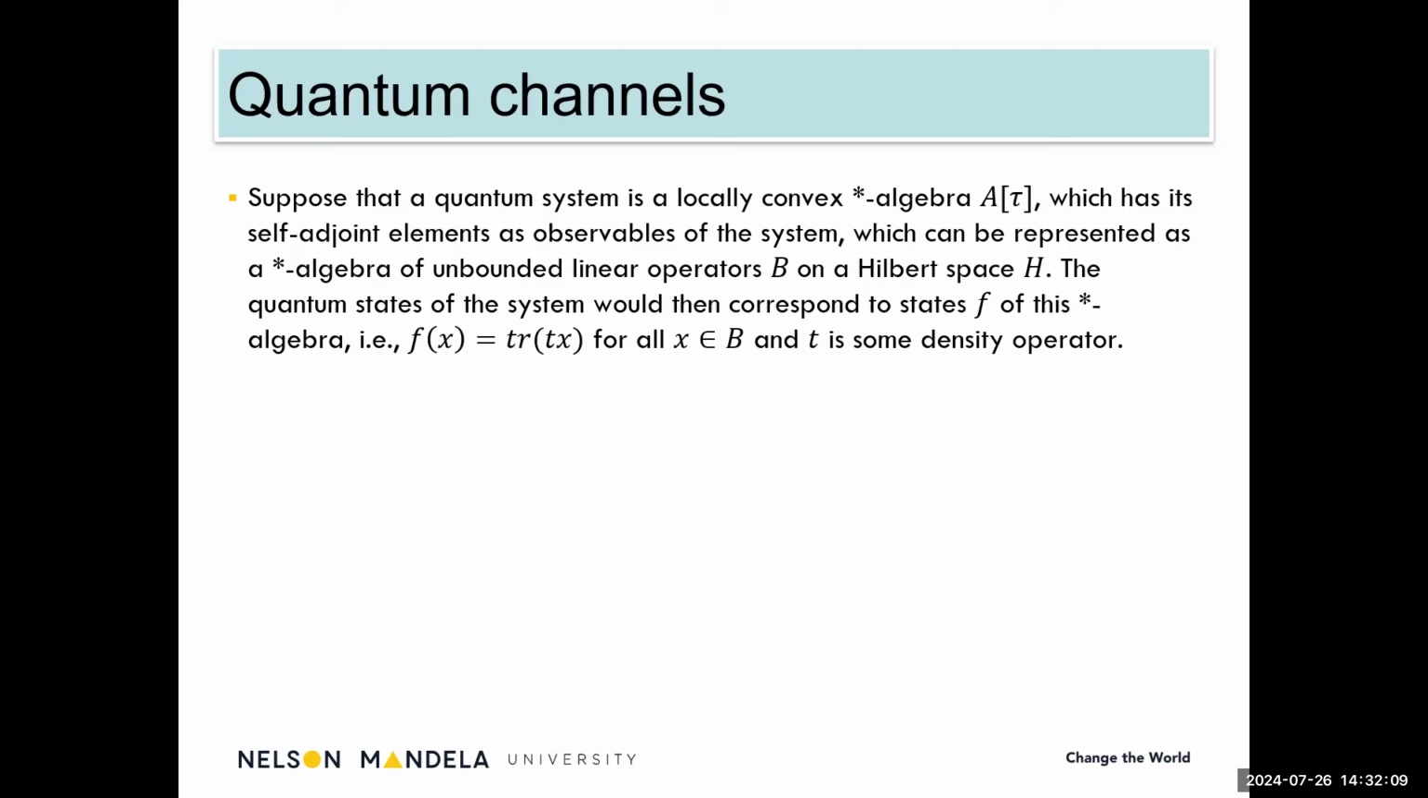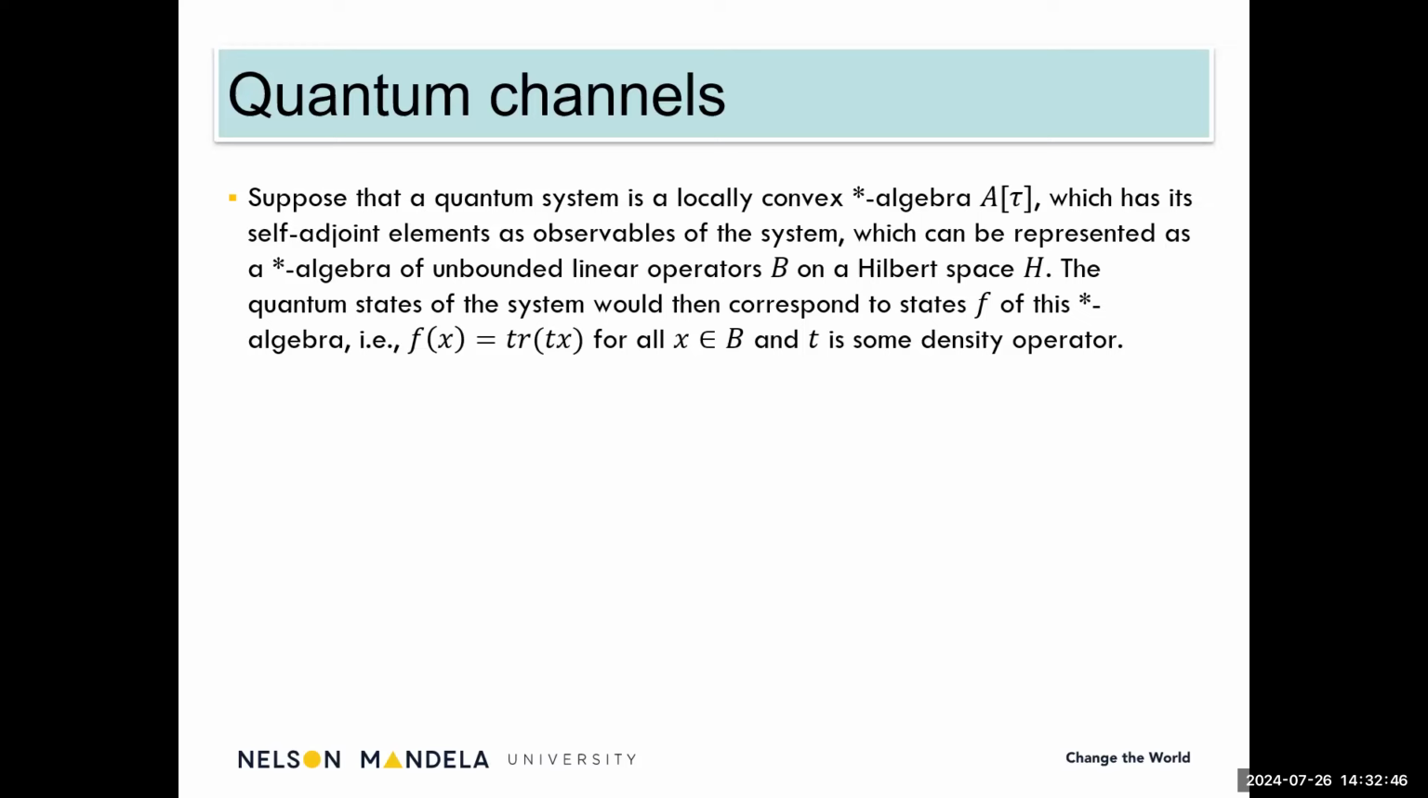Let us suppose now we take our quantum system to be a locally convex star algebra. So we take as its self-adjoint elements the observables of the system. So the spectrum is real, and we assume it is represented as a star algebra of unbounded operators on some Hilbert space. So, for example, the GB star algebra, which I showed you further back, can be represented as a star algebra of unbounded operators on Hilbert space.